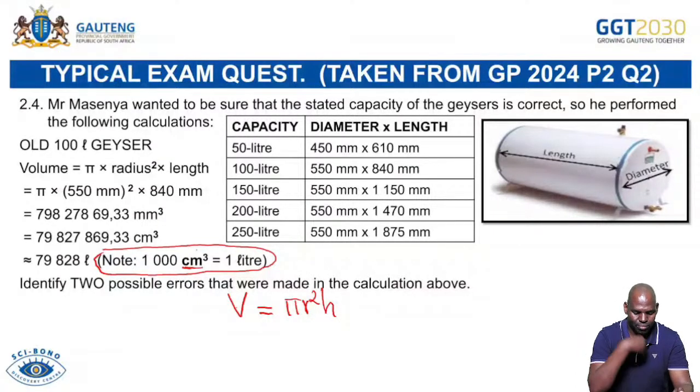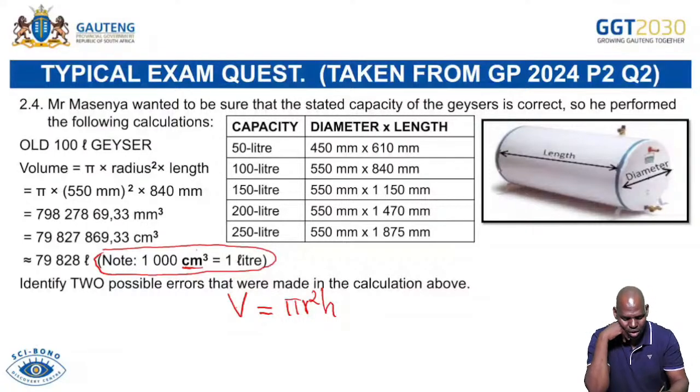Okay, so in this case, what we're going to do is say our pi is 3.142. And then our radius is what? Mr. Masai wanted to be sure that the stated capacity of the Giza is correct, so he performed the following. Okay, this is for the old one. So the old one, it's 275.